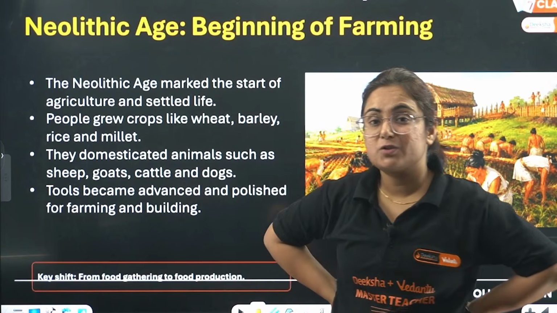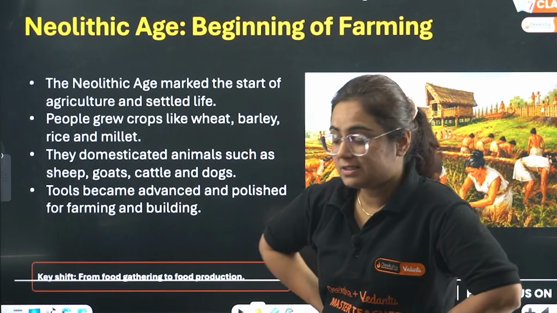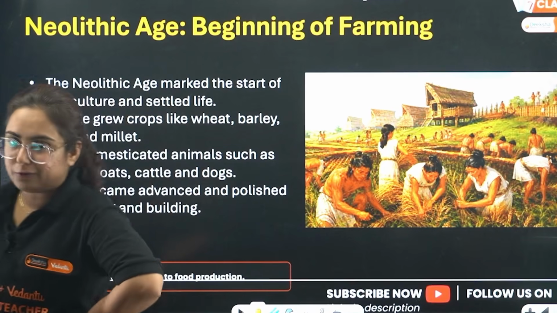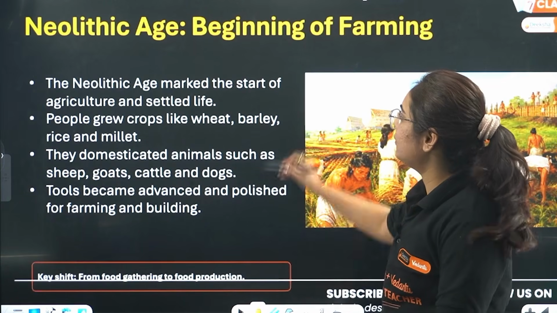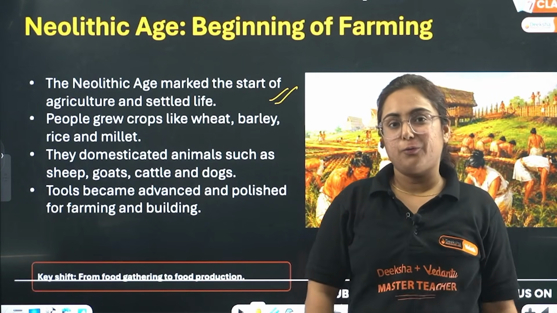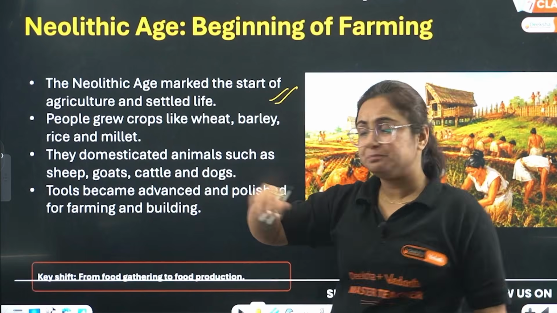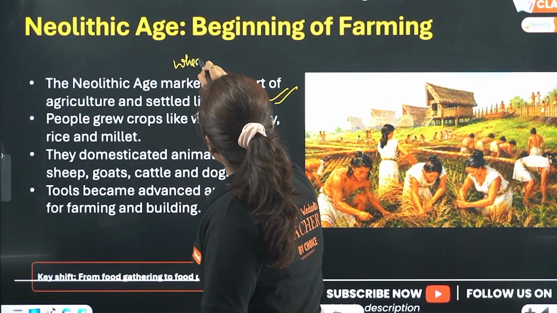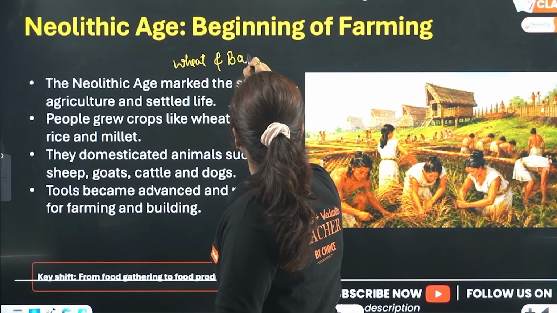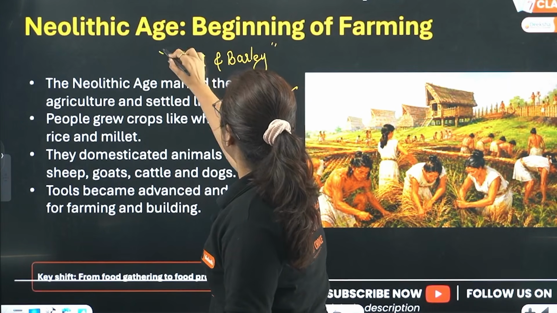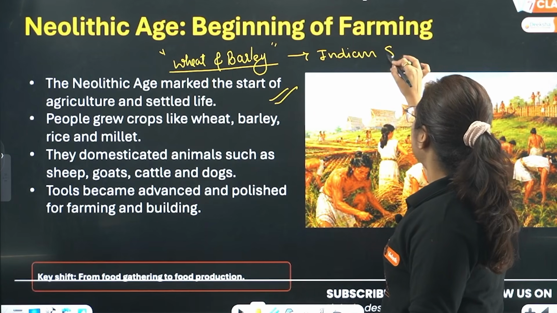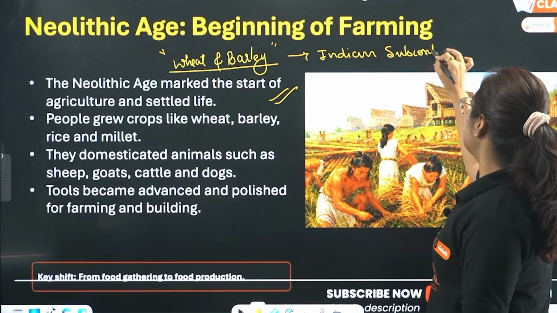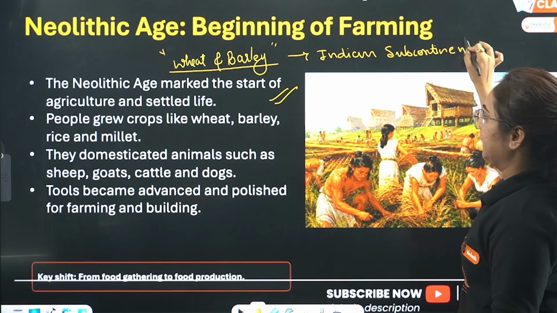Okay, now coming to the Neolithic age. Bhai, how is it new? Because this is the phase where humans learned farming. Humans grew crops during this time. So the Neolithic age marked an extremely good art, that was the art of agriculture. Acha, which was the first crop grown, do you know? So the first crop that was grown was wheat and barley. Here I am talking about the Indian subcontinent, the crop that was grown at the earliest: wheat and barley.